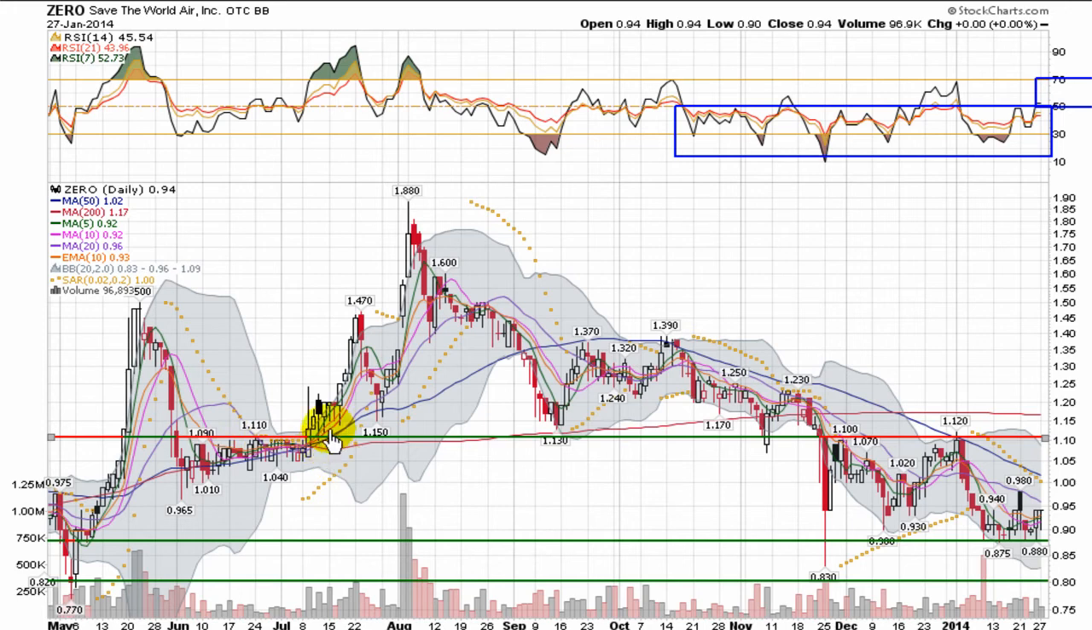Historically, that was an area of resistance, served as an area of support, again as resistance, and again as resistance here early in 2014. Now that's a gain of about 17% from current levels, and if that happens, the stock price will be getting pretty close to this red line. That's the 200-day moving average, which of course will present its own set of challenges.